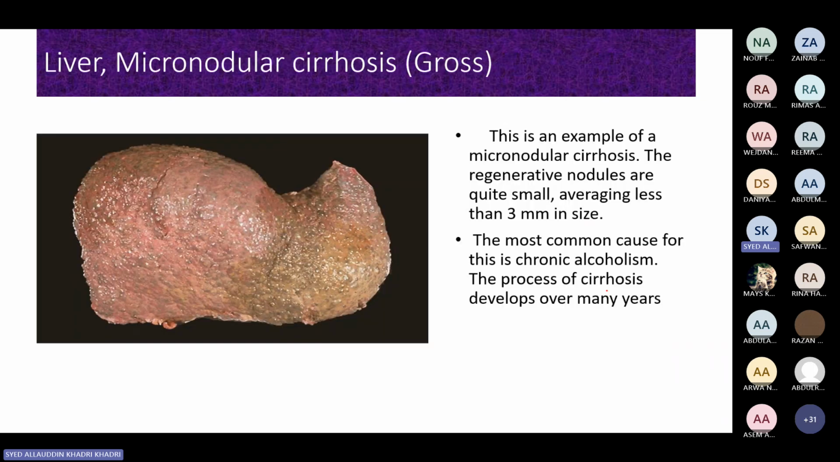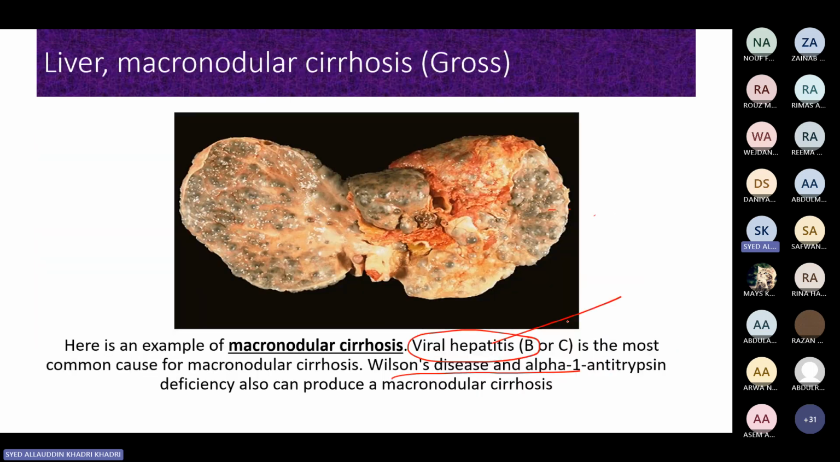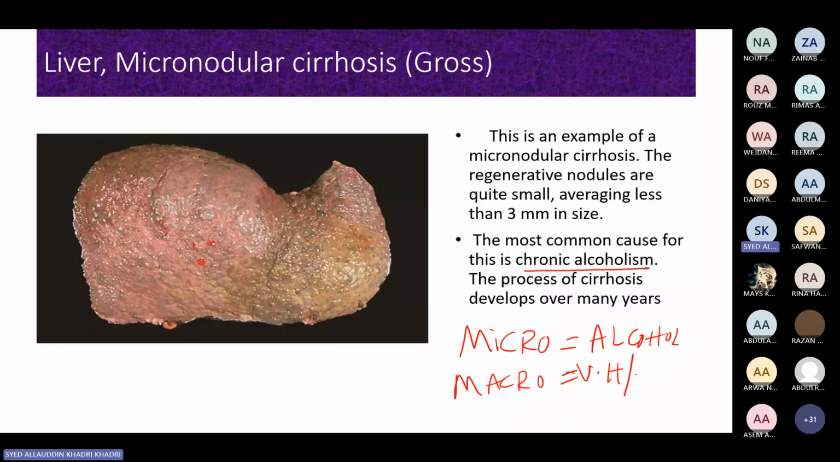Don't worry. So this is micronodular cirrhosis. You can see all this area, small. These are micronodular cirrhosis. These nodules are less than 3 millimeters, and the common cause is chronic alcoholism. So micronodular is alcoholism, okay, and macronodular, with big nodules, the common cause is viral hepatitis. Apart from that, as I just told you, there are Wilson disease and alpha-1 antitrypsin deficiency, okay.